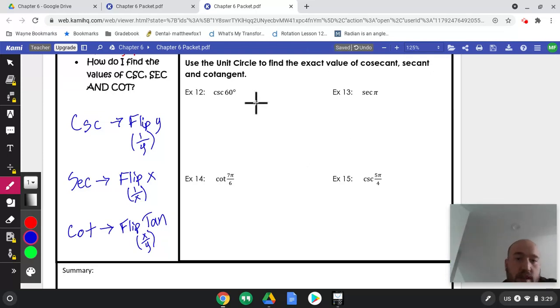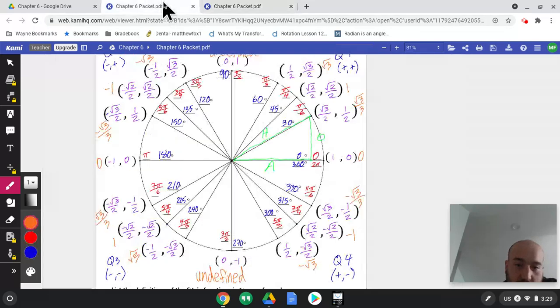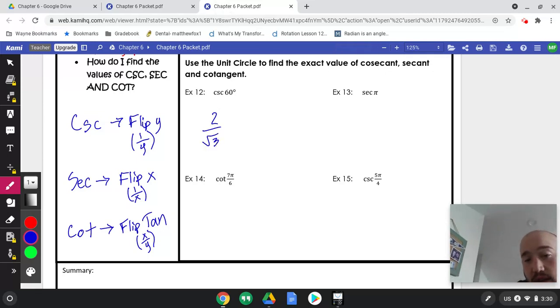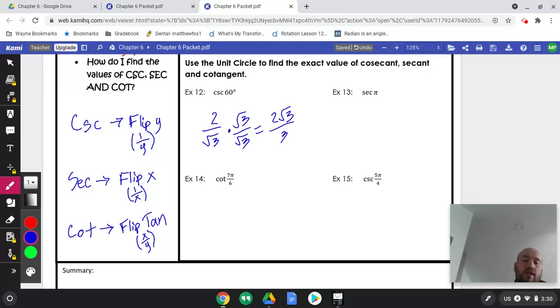Now, if we look here, cosecant of 60. Cosecant is flipping the y, so we can go back over here to 60 degrees. The y value there was square root of 3 over 2. Rather than square root of 3 over 2, we take the reciprocal of that. It becomes 2 over the square root of 3. That'd be our answer, except there's a square root on the bottom. Can't leave that, so multiply it here. We'll get 2 square root of 3 over 3. And that is our cosecant.